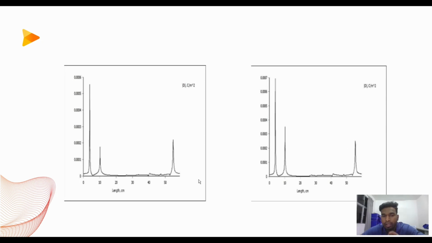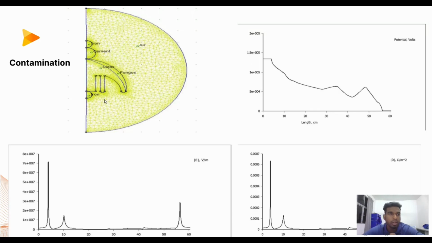So this is the density. The density in the dry condition is nearly around 0.005 and ended at 0.0025. And for the wet condition, the spike is really high, at 0.007, and ended at 0.003. The final spike is the same for wet and dry.